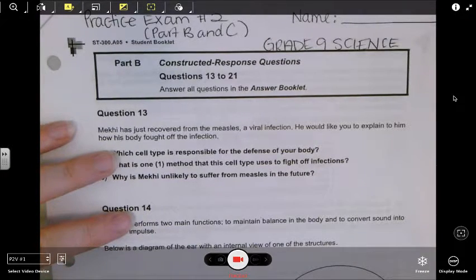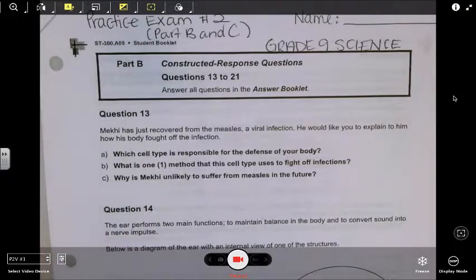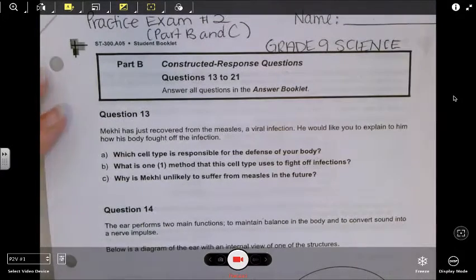All right, so for question 13, we already went over part A of the exam, but part B is constructed response questions. So that means you kind of have to come up a little bit more with an actual answer.